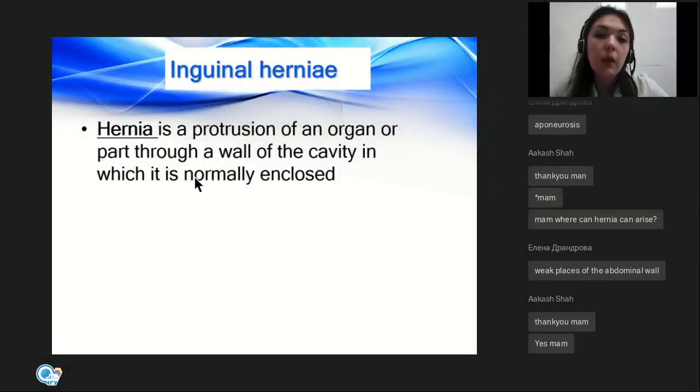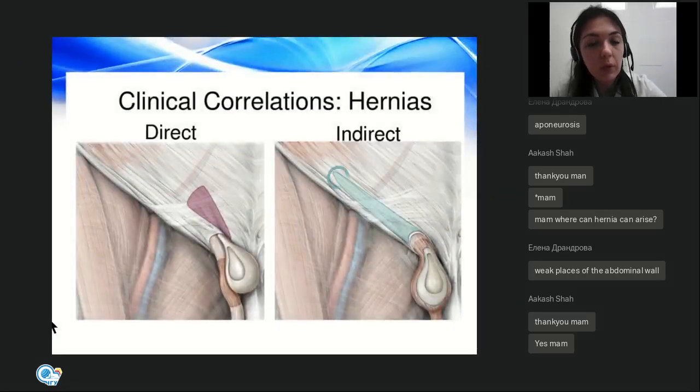So a hernia is a protrusion of an organ or its part through a wall of the cavity in which it is normally enclosed. That is hernia. Yes, you have to understand it. Inguinal hernia, actually we will study it in topography more, but okay, let's say a few words about it. Inguinal hernia can be direct or indirect.